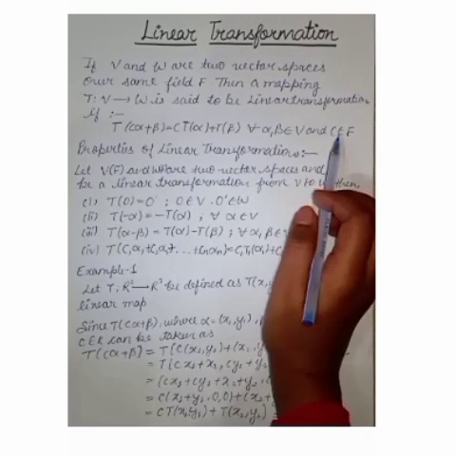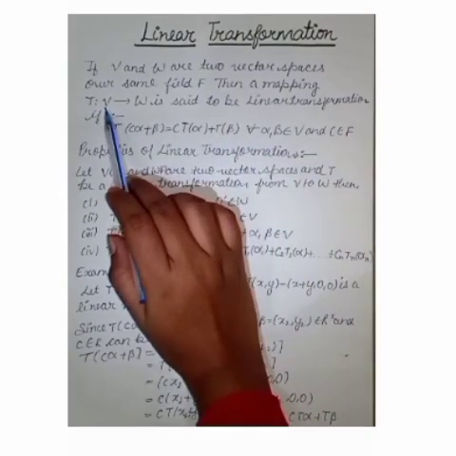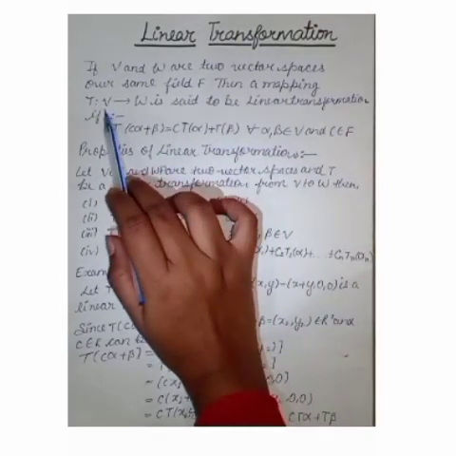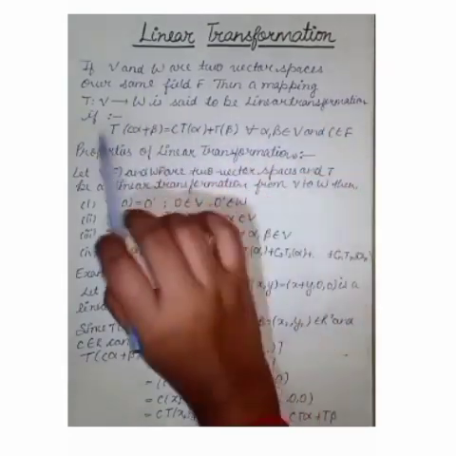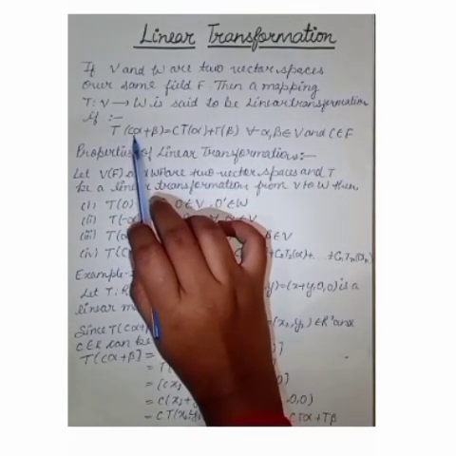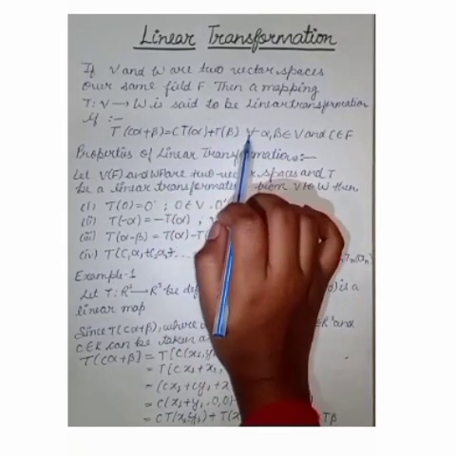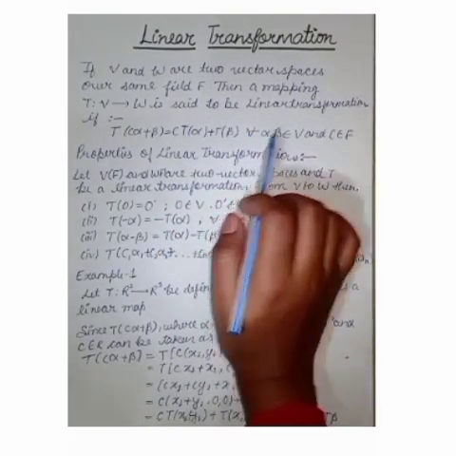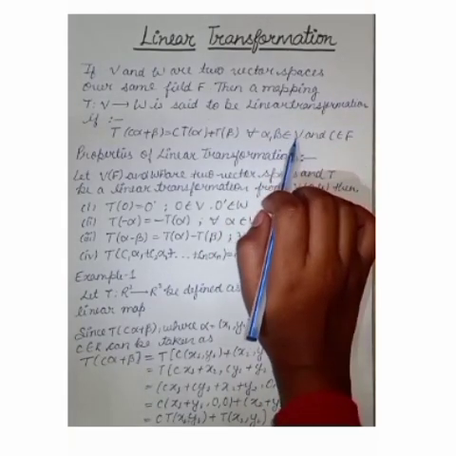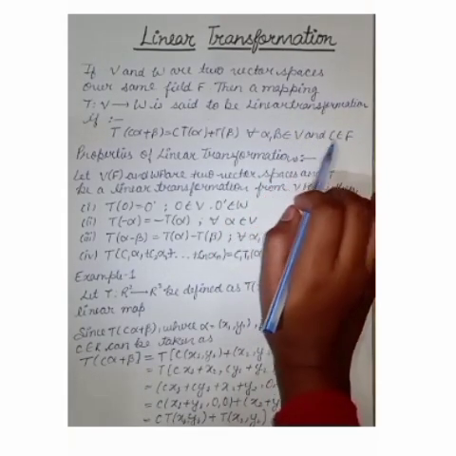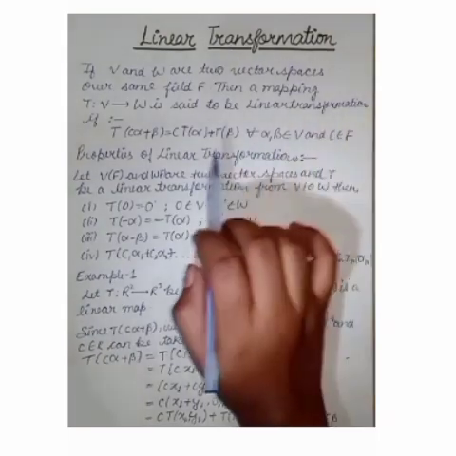So this was the definition. A mapping T from V to W is said to be linear transformation if the condition T(C alpha plus beta) is equal to C T(alpha) plus T(beta) is satisfied, where alpha and beta belong to vector space V and C belongs to the field F.